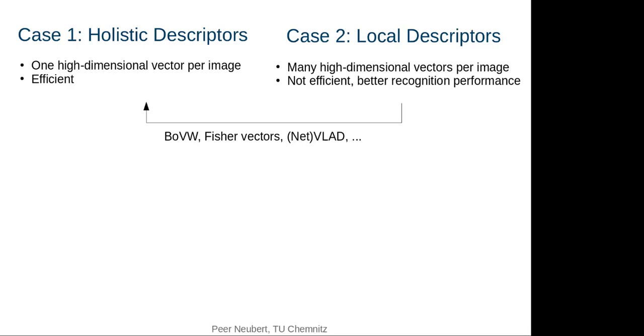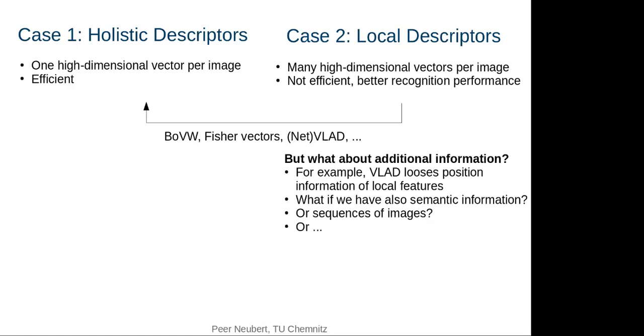But we can always ask the question, what about additional information? So for example, those VLAD approaches lose position information of local features. What if we have also semantic information, something that is very important if we want to recognize locations between day and night, for example, where the appearance dramatically changes? Or what if we have sequences of images, and so on? And I think you already guessed it.